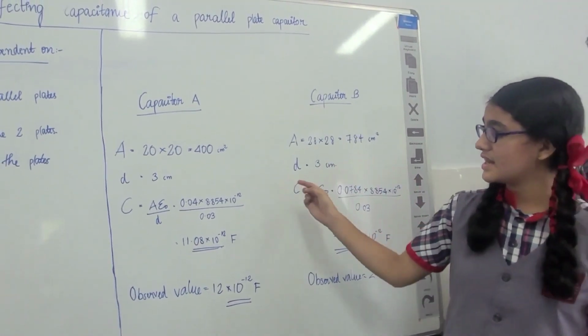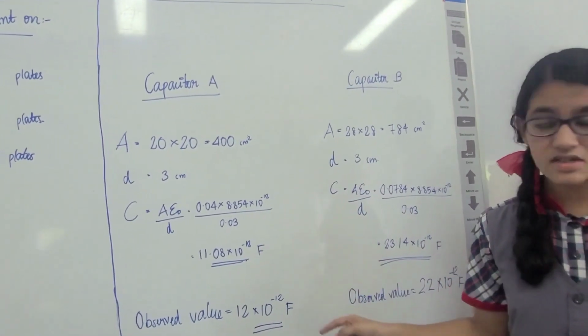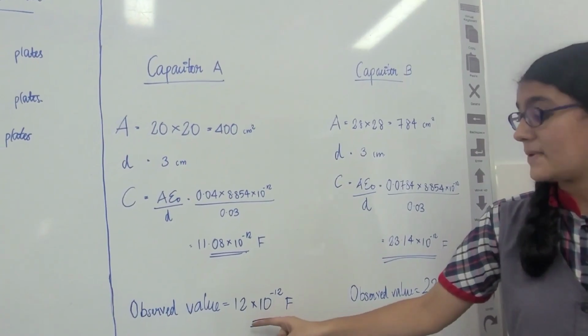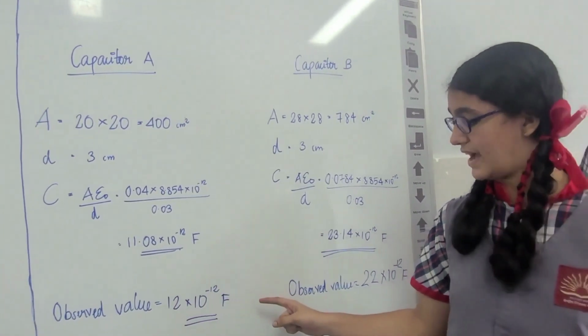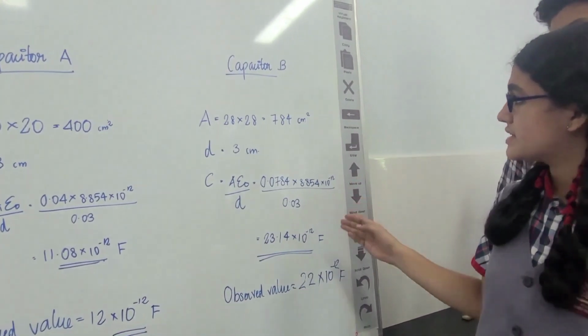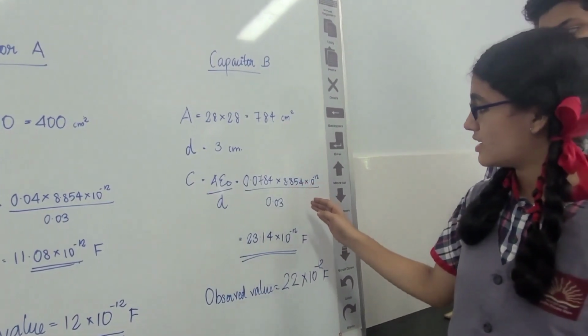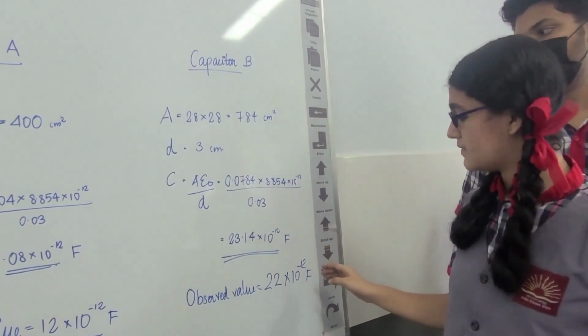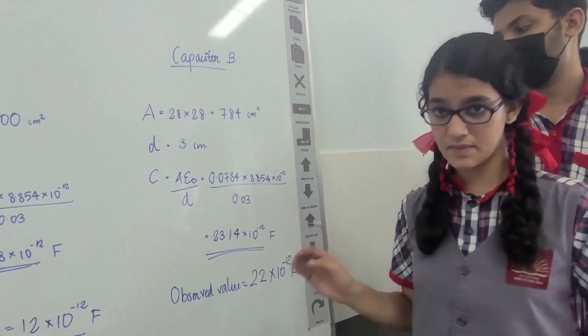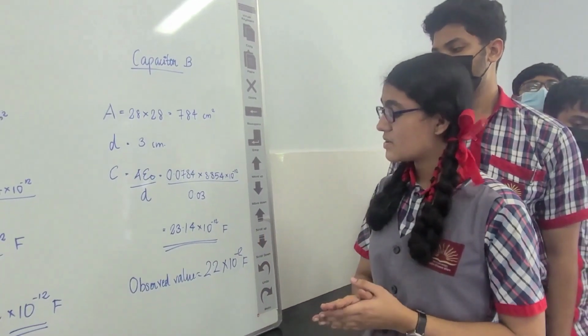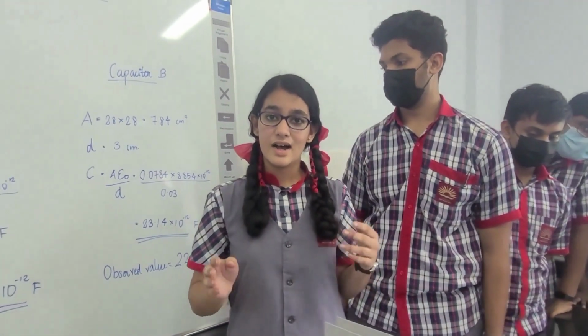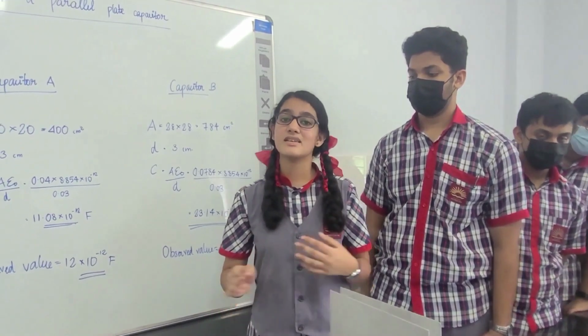When we consider an area of 0.04 meter square, we got a capacitance of 12 into 10 raised to negative 12 farad. And when we take the area 0.0784 meter square, we got a value of 22 into 10 raised to negative 12 farad. So we can conclude that theoretically and practically, when area increases, capacitance also increases.